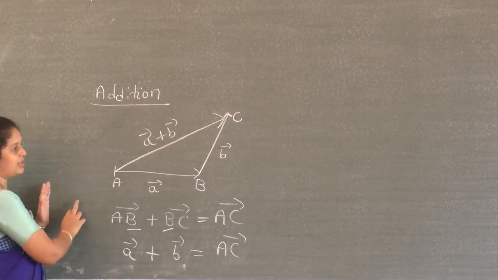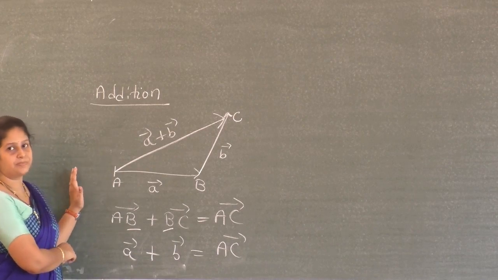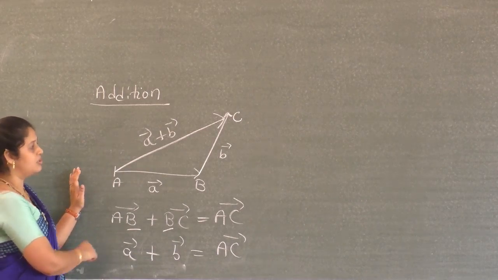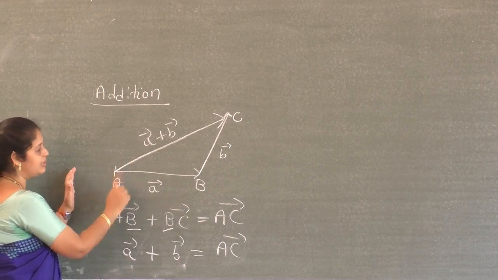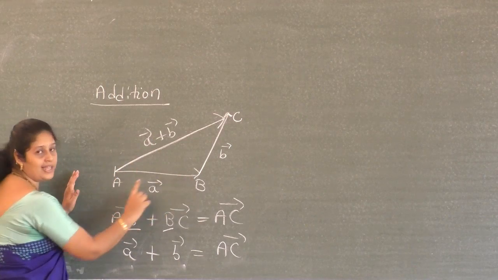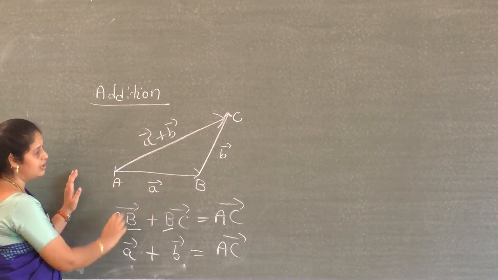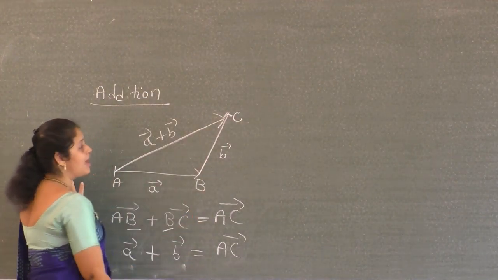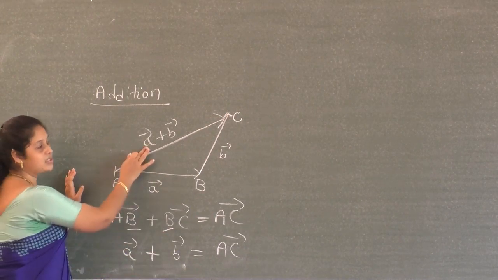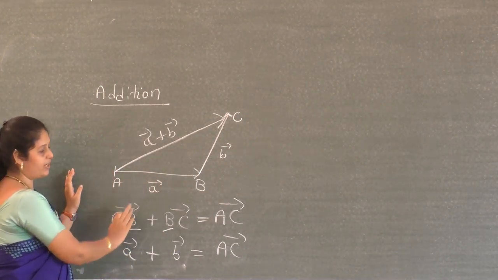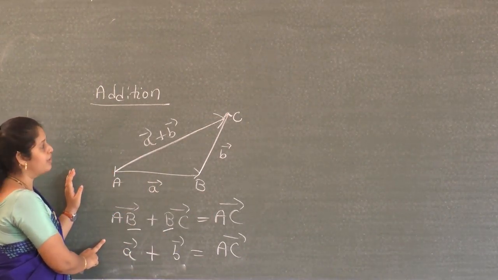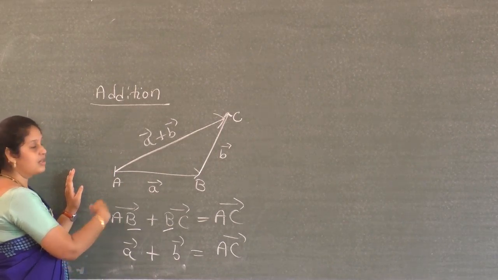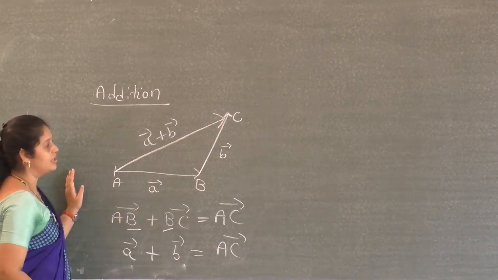So this is called the triangle of vector addition, because this looks like a triangle. That means one side of the triangle is represented by one vector, another side is represented by another vector, and the sum is represented by the third side. So, triangle of vector addition. And we can add two or more vectors.